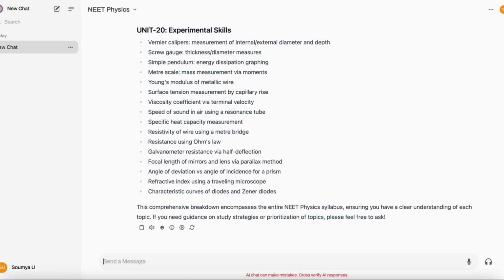This comprehensive breakdown encompasses the entire NEET Physics syllabus, ensuring you have a clear understanding of each topic. If you need guidance on study strategies or prioritization of topics, please feel free to ask.